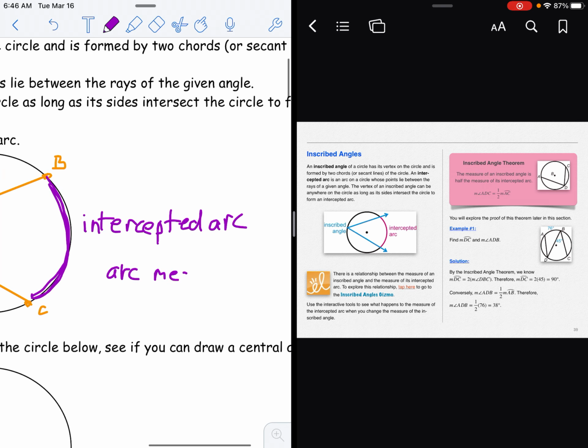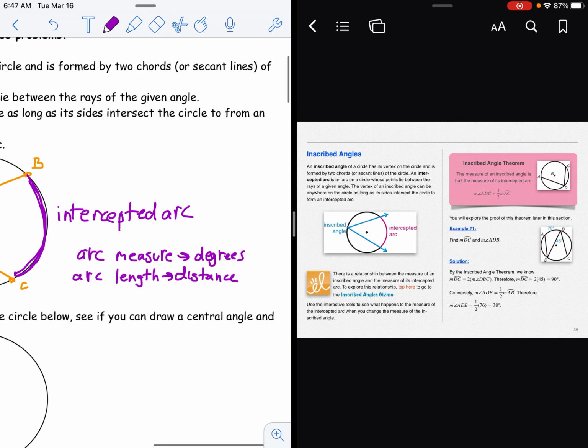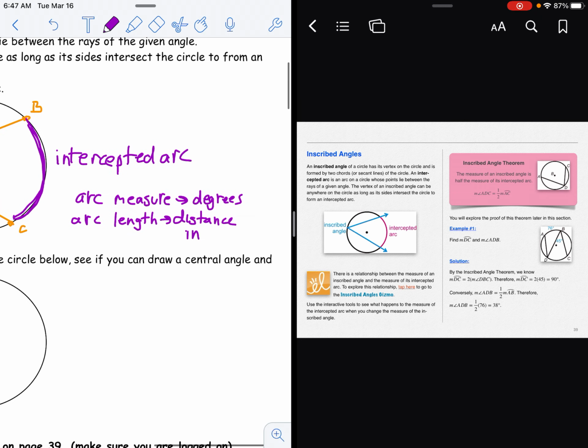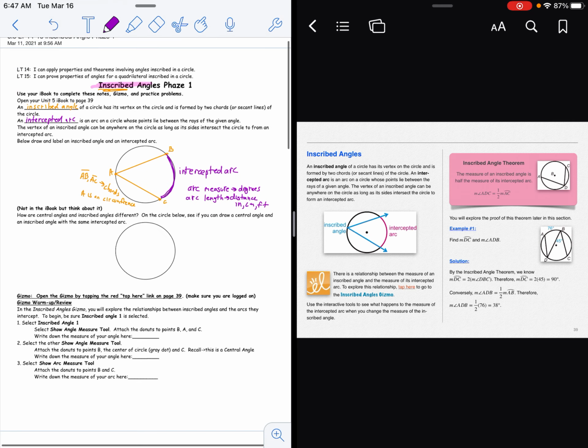And this would be a fun time just to say, remember, we have two things that sound incredibly similar. We have arc measure, which is in degrees. We have arc length, which is a distance, such as inches, centimeters, feet, and so on and so forth.